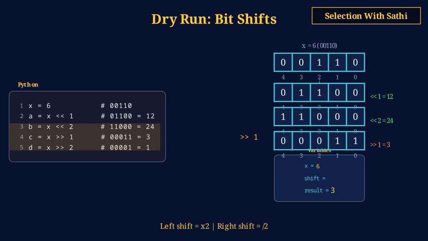Count is 2. Iteration 3: 24 AND 23 equals 10000, which is 16. Count is 3. Iteration 4: 16 AND 15 equals 00000, which is 0. Count is 4. The answer is 4 set bits. The beauty: this runs in O(k) iterations where k is the number of set bits, not all 32 bits. Much faster than checking each bit individually.